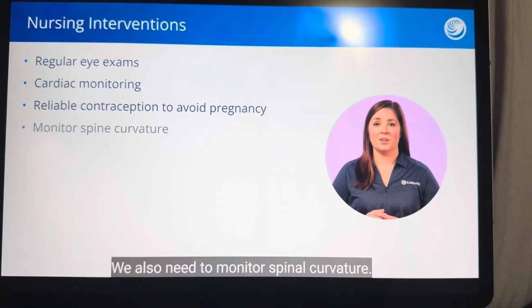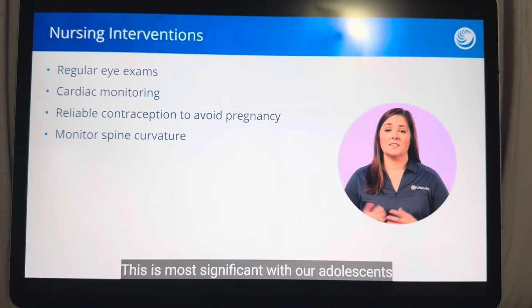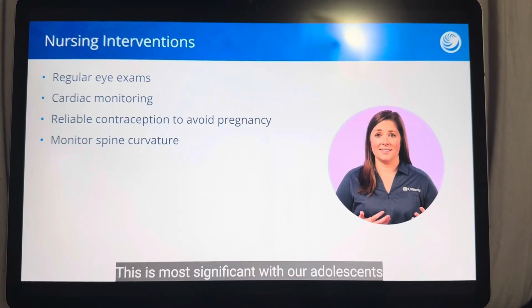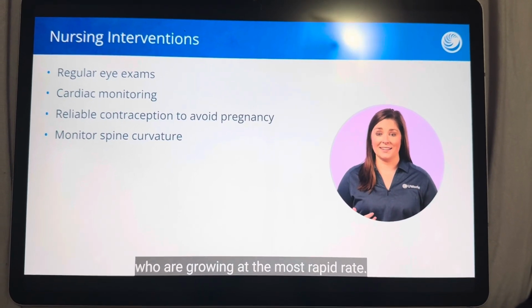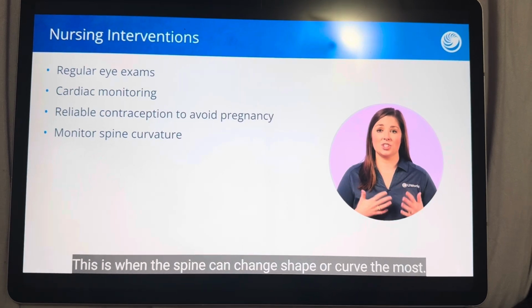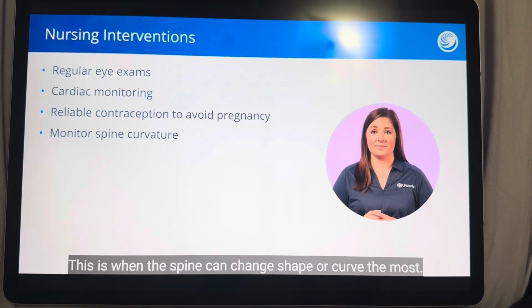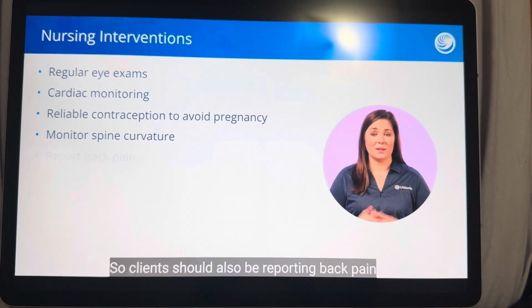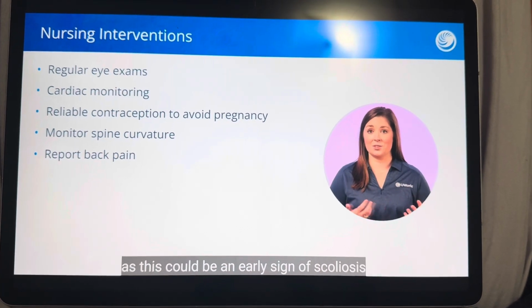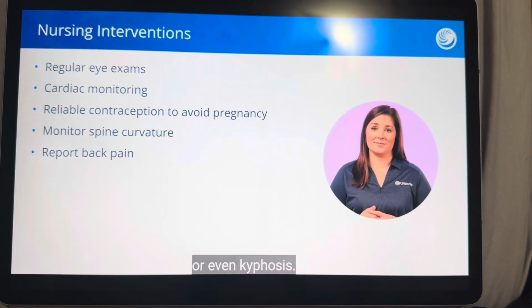We also need to monitor spinal curvature. This is most significant with our adolescents who are growing at the most rapid rate. This is when the spine can change shape or curve the most. So clients should also be reporting back pain, as this could be an early sign of scoliosis or even kyphosis.